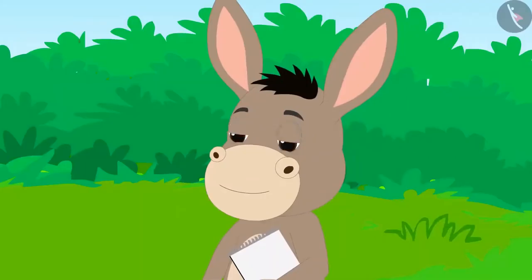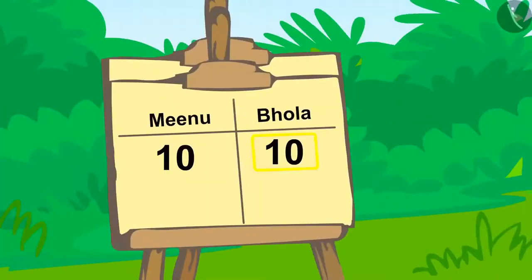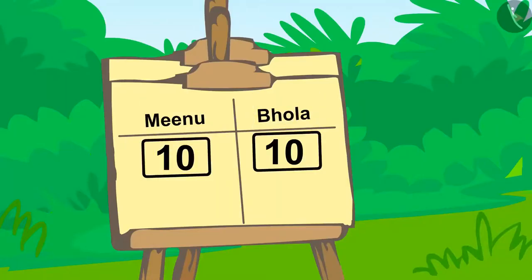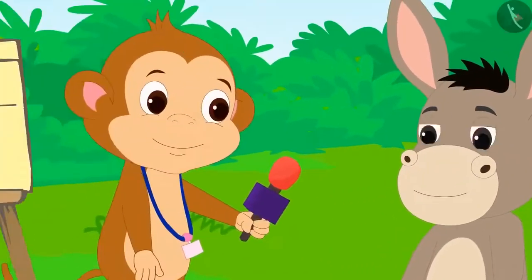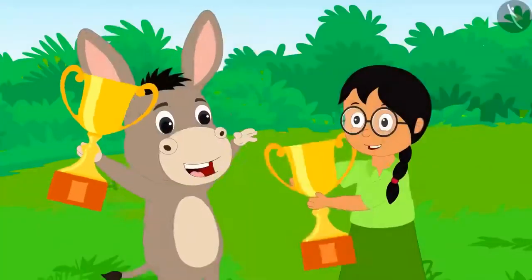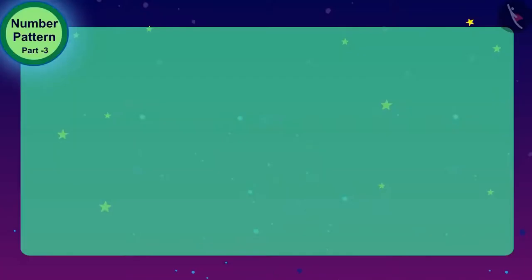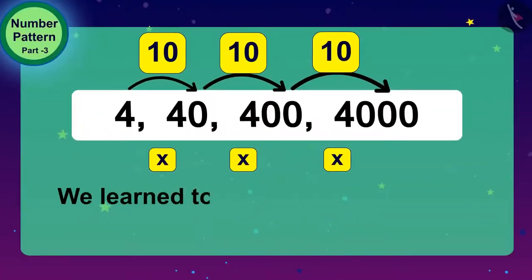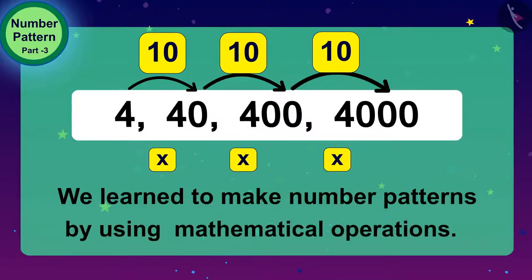This time, Bhola correctly identified the rule of number pattern and won 10 points. Meenu and Bhola have scored equal points. Babban declared both Bhola and Meenu the winner of the competition and gave them the winning trophy. Everyone in the audience is clapping. Bhola and Meenu are happily dancing. Children, in this video, we learned to make number patterns by using some more mathematical operations.